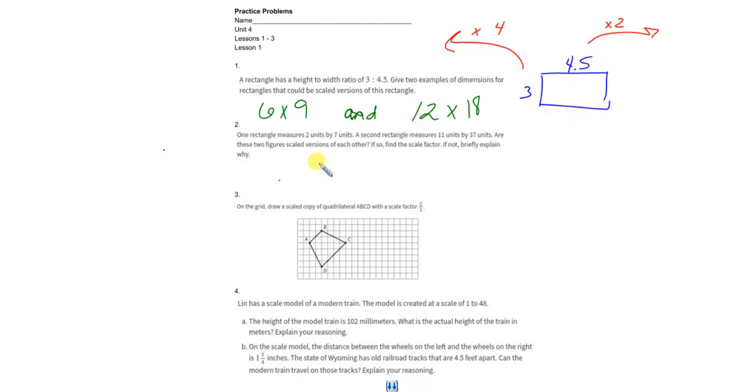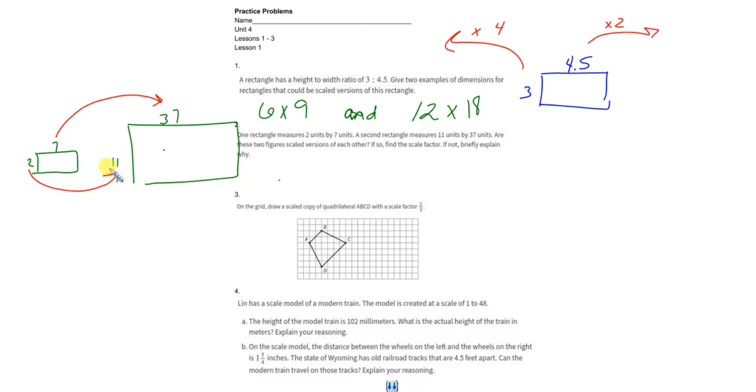So we got another one here on number 2 that measures 2 by 7. Okay, so we've got another rectangle here that is 2 by 7 in dimension, and a second one that measures a little bit larger. It's 11 by 37. And the question is, are they scaled copies of each other? Well, if they are scaled copies, then we should be able to multiply the corresponding parts by the same numbers. So whatever we multiply 2 by to get 11 should work for the 7 also.